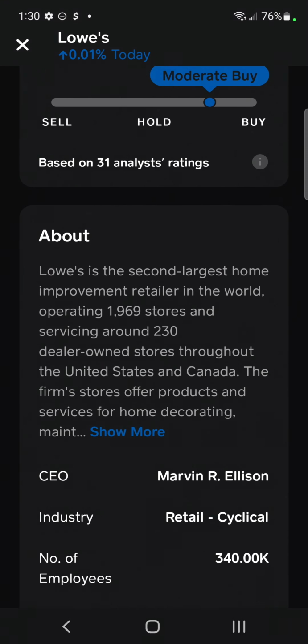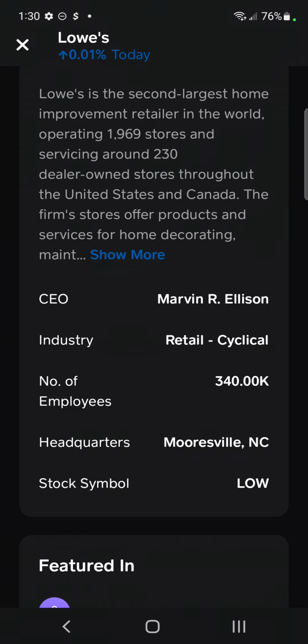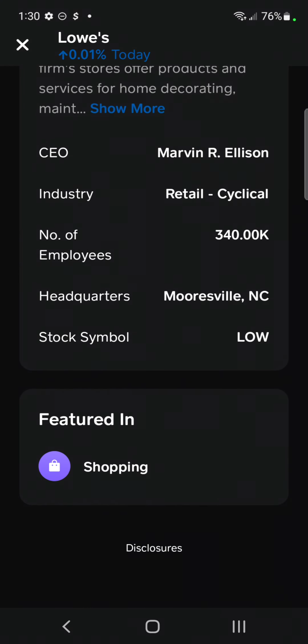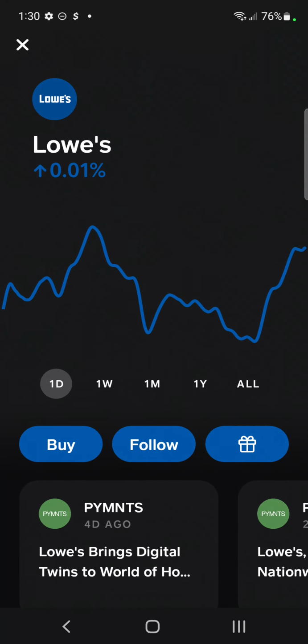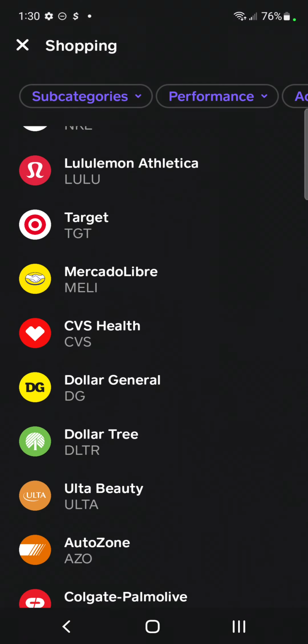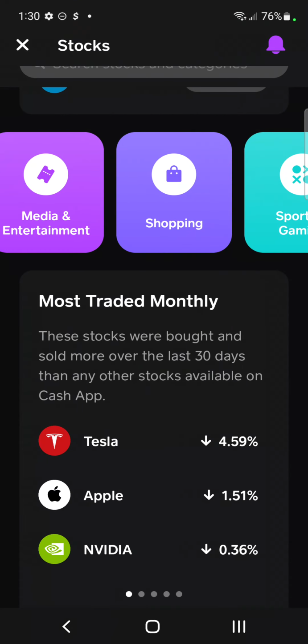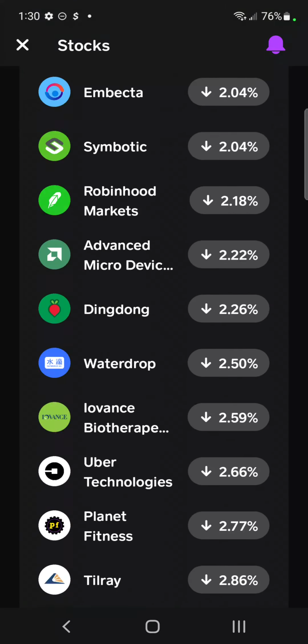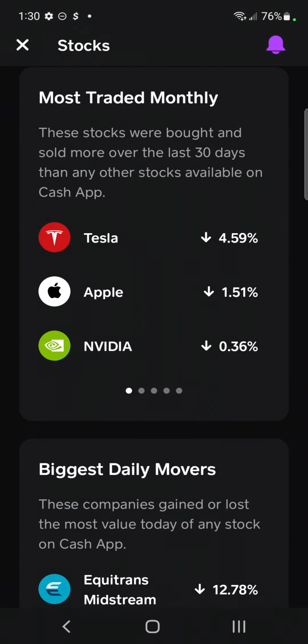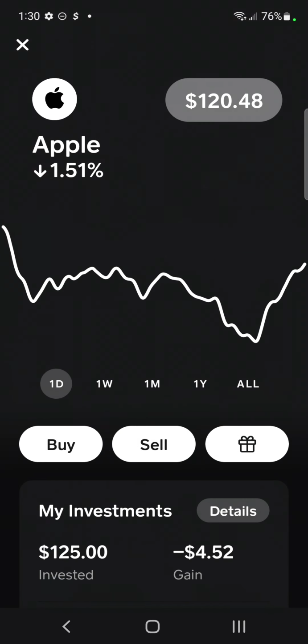Even with the big companies, it gives you recent news on positive and negative things going on with that company that may affect the share price. All right, so again, real quick, let me show you how to trade. Let's just say you want to buy some Apple stock.